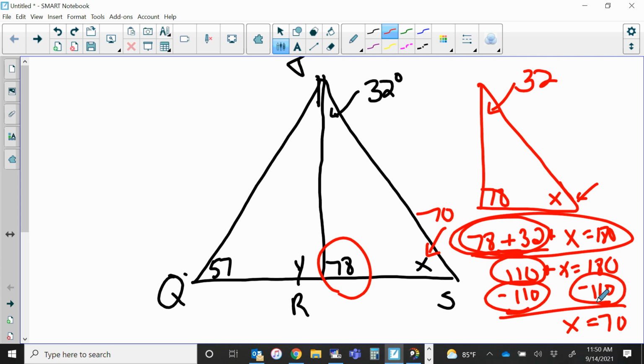Now, how can I solve for y? This is an old vocabulary word. Come on, heads up, boys. Let's go. Heads up, please. Thank you. What can I say? How can I use an old vocabulary word to solve for y? Come on.